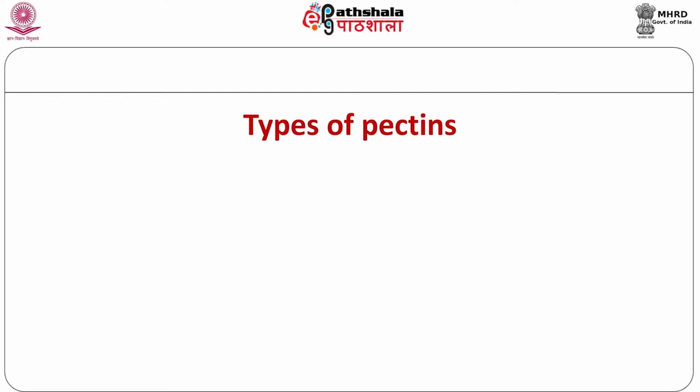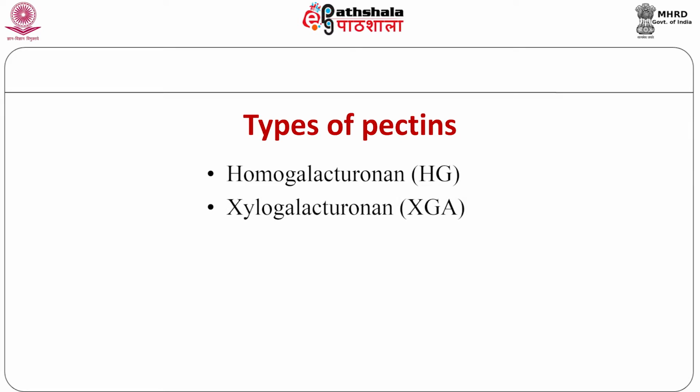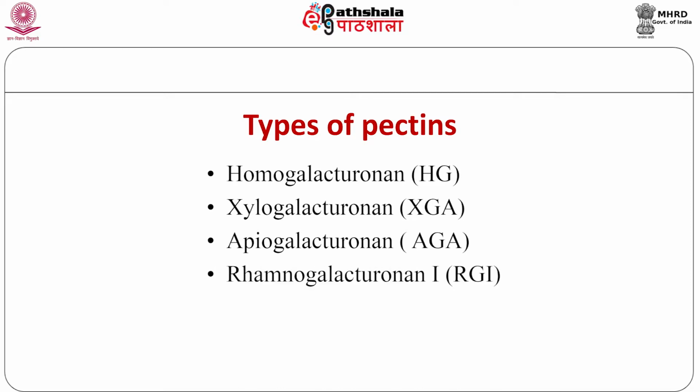Types of pectins. In plants, different types of pectins have been reported. Some of them are as follows: homogalacturonan, that is HG, xylogalacturonan, that is XGA, apiogalacturonan, that is AGA, rhamnogalacturonan I, that is RG1, and rhamnogalacturonan II, that is RG2.